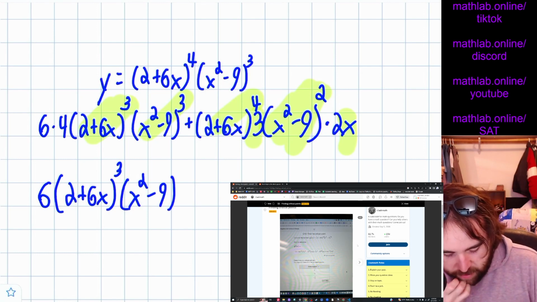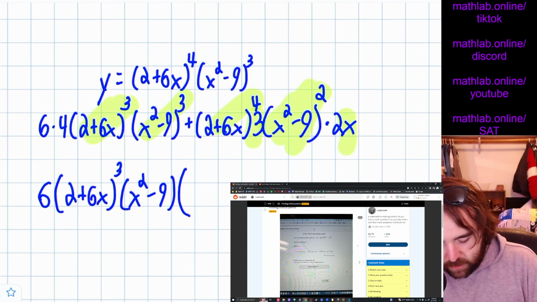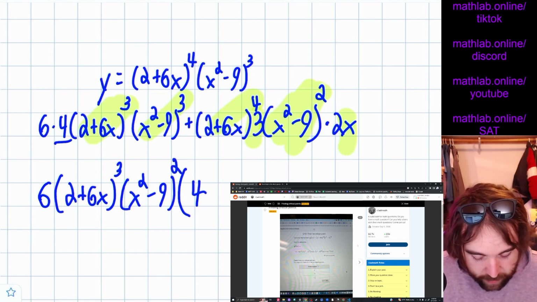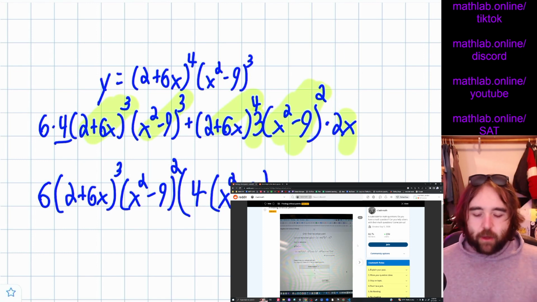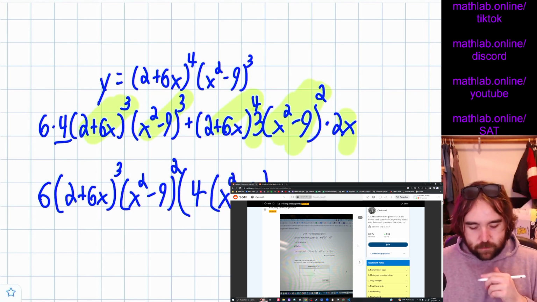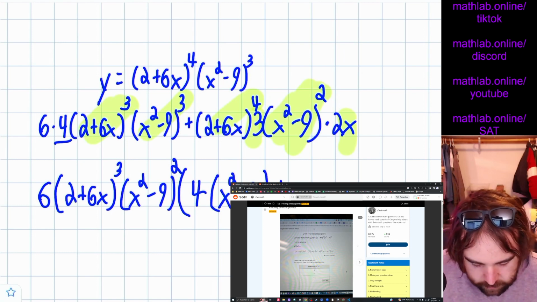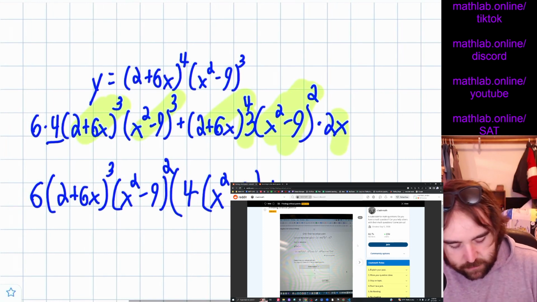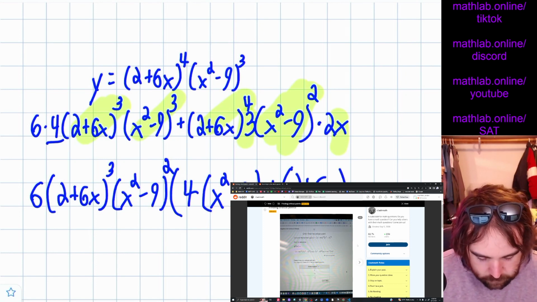And then the idea is what's left after we do that. What's left is this 4. Ooh, we factor out x squared minus 9 squared. So what's also left is 1 x squared minus 9, because we pulled out all 3 of the 2 plus 6x's. And then what after that? So that's what's left from the first part. What's left from the second part? So we pulled out 3 of the 2 plus 6x's, which means there's still a 2 plus 6x left.